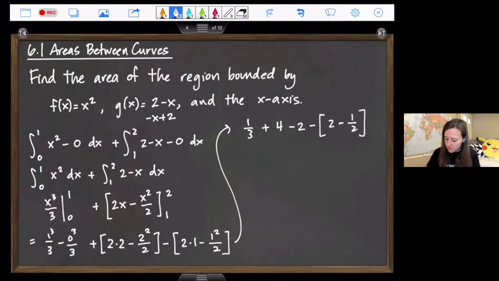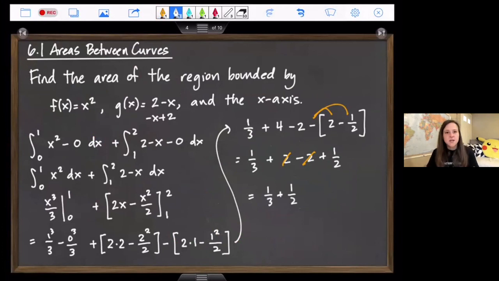All right, so let's see what we can combine. I've got a 1/3. 4 minus 2, I can make that a 2, so plus 2. And then let's distribute this negative sign through the brackets. So I've got minus 2 plus a half. And my 2's actually cancel out. So all I've got left is 1/3 plus 1/2. Those need a common denominator to put together. So I'm going to change those into 6's. So I'm going to multiply by 2 over 2 and by 3 over 3. So I've got 2 over 6 plus 3 over 6, and we get 5 over 6.